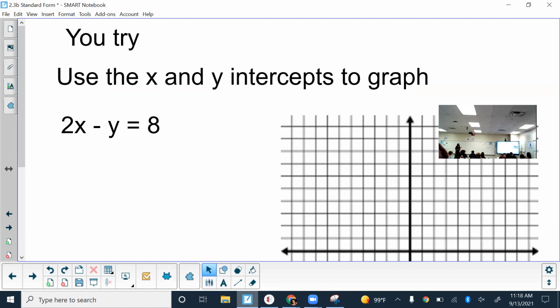Now for the U-try that you guys just did, what did you get for your x-intercept?